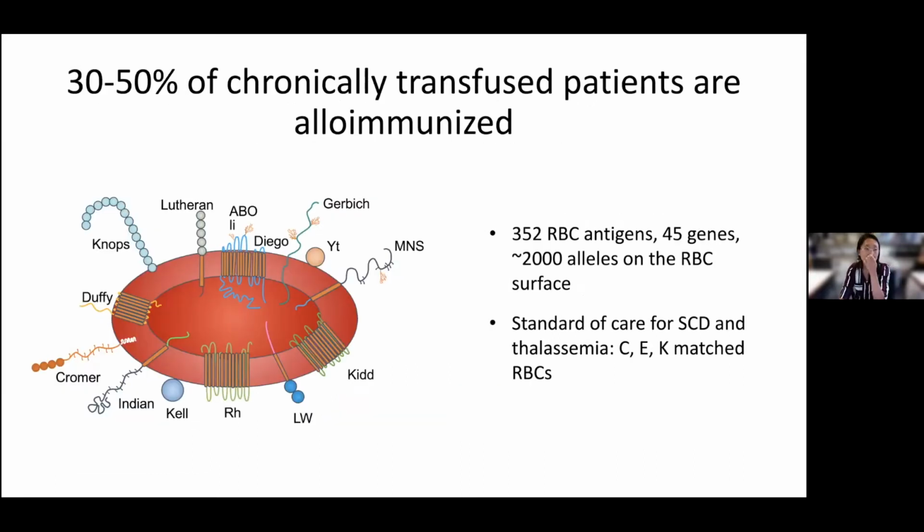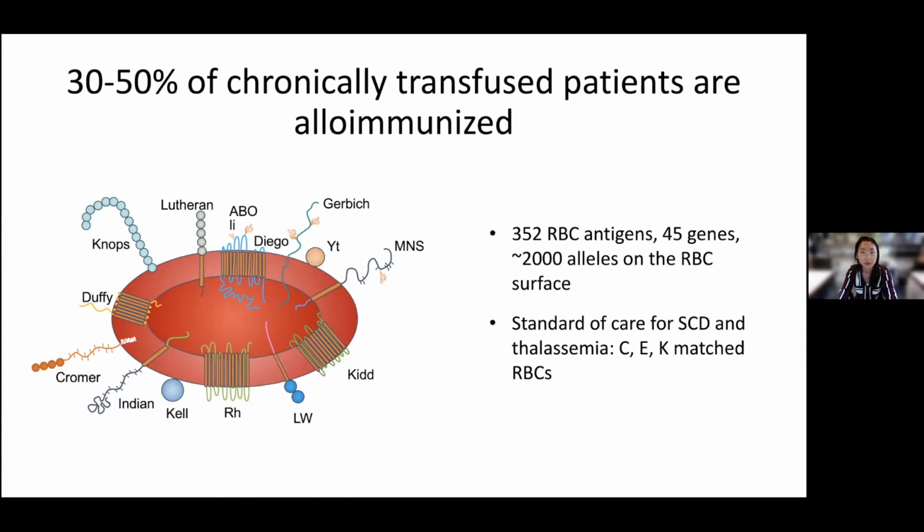In fact, 30 to 50% of patients who are chronically transfused are alloimmunized. And that's partially because you just can't match for all the antigens that are on the red cell surface. There's a ton of stuff on there. So there are 352 red cell antigens encoded by 45 genes and about 2,000 different alleles on the red cell surface. Fortunately, not all of them are equally immunogenic, so you can prioritize what to match for.